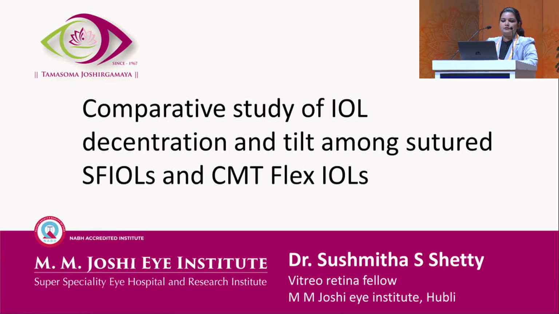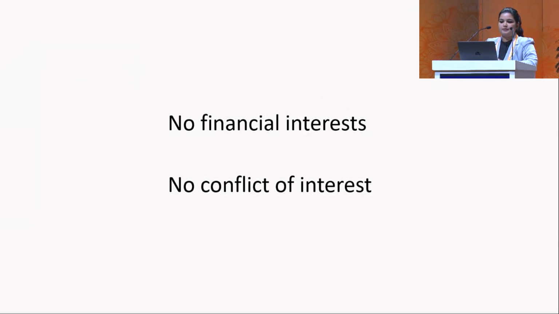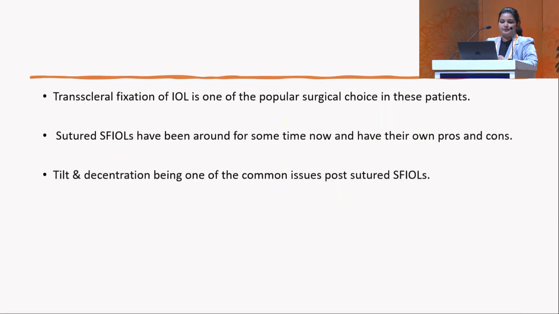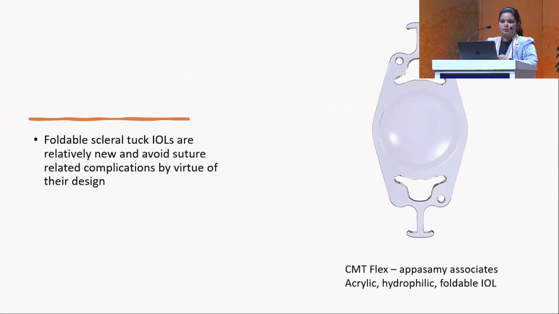The topic for today is a comparative study of IOL decentration and tilt among sutured SFIL and CMT flex IOLs. The ideal placement is in the capsular bag, but it is not possible in complicated cataract cases, in ocular trauma or subluxation of lens. So transscleral fixation is one of the common choices, but again sutured SFIL have their own complications, tilt and decentration being the common ones.